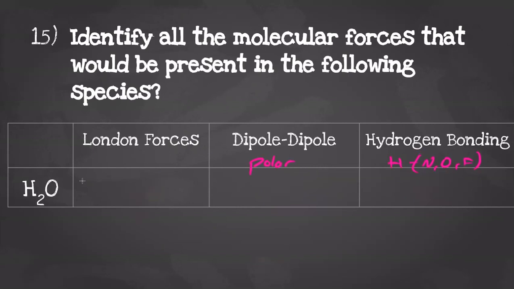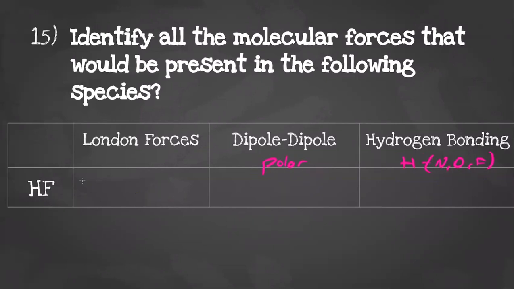Next up, we have our water molecule. Can we induce a dipole? Yes. So yes for London. Is it polar? Yes. And is a hydrogen bonded to a nitrogen, oxygen, or fluorine? Yes. Next up, we have ammonia. Can we induce a dipole? Yes. Is it going to be polar? Yes. And you can go back to the previous questions to check our dipole. And is hydrogen bonded to nitrogen, oxygen, or fluorine? Yes. So all three forces are going to be present.